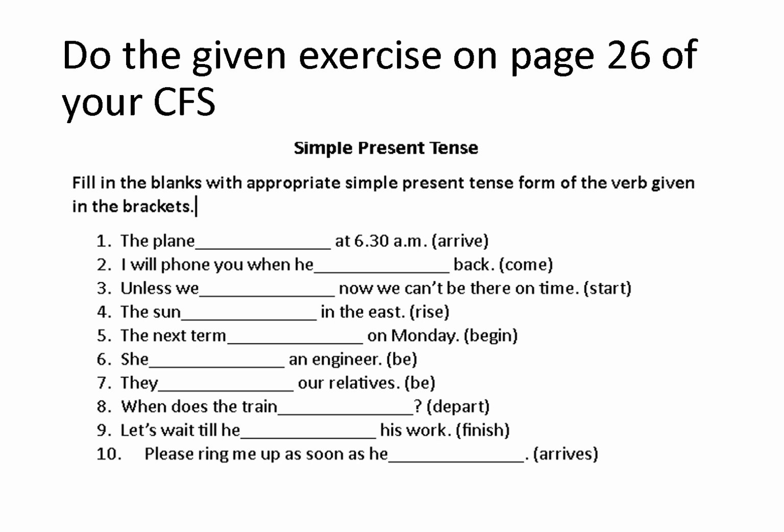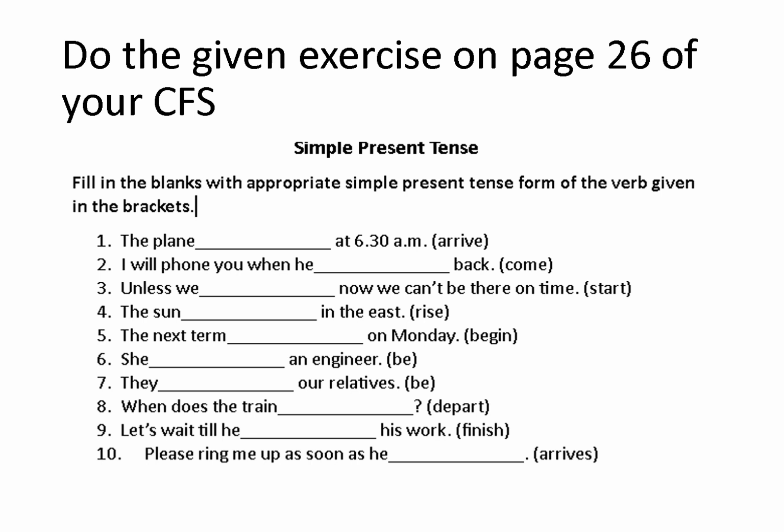Now the children, you have understood simple present tense. I want you to do this given exercise in your CFS on page number 26. So open your CFS and do this exercise. Fill in the blanks with the appropriate simple present tense form of the verb given in the brackets. The plane blank at 6:30 a.m. and the verb given is arrive. I will phone you when he blank back and the verb given is come. The third one, unless we blank now, we can't be there on time and the verb given is start.